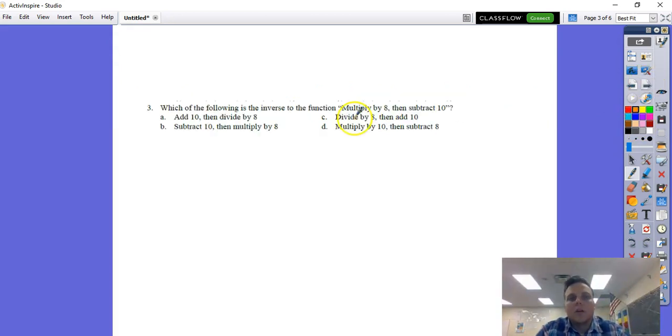Awesome. Part 3. Which of the following is the inverse of the function multiply by 8, then subtract 10? Remember, you undo any additions or subtractions first, then you undo any multiplications or divisions. So I have to undo subtract 10 first. What's the opposite of subtracting 10? Adding 10. Then I undo multiply by 8, so I should divide by 8. So A says add 10, divide by 8.